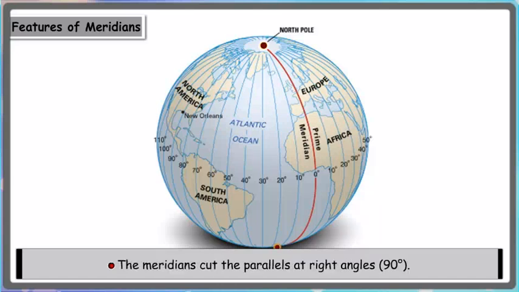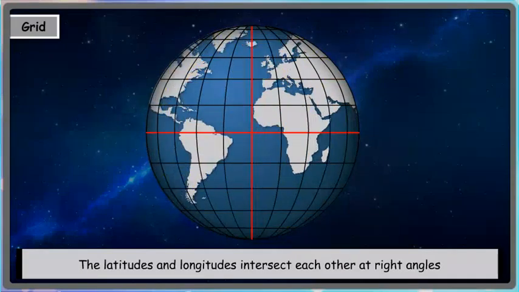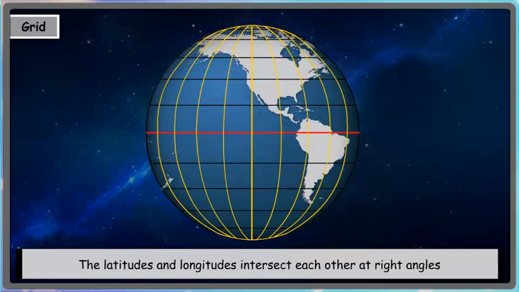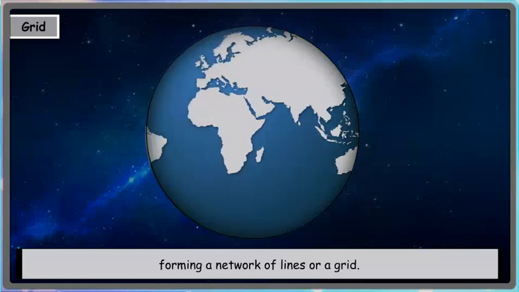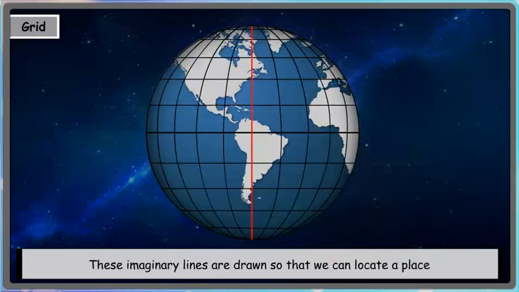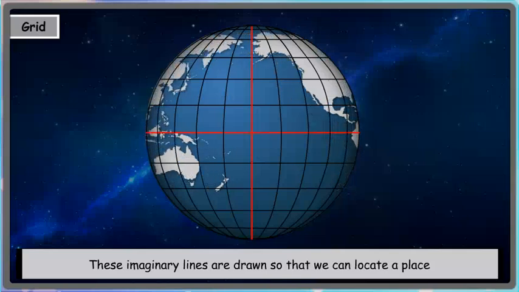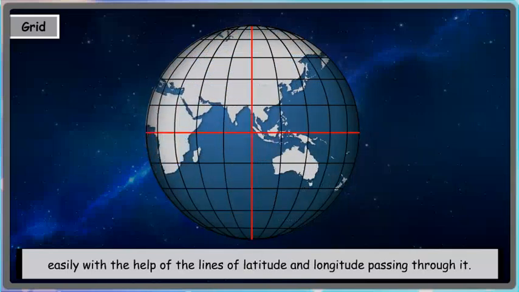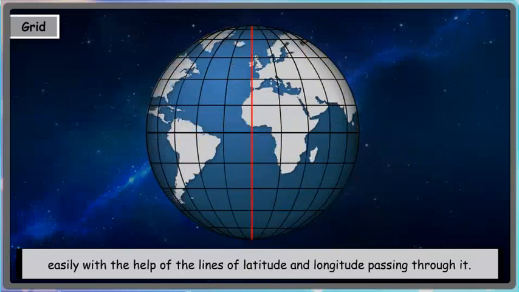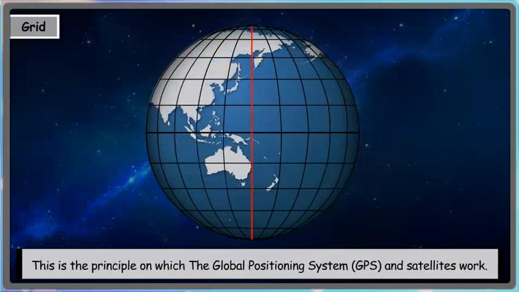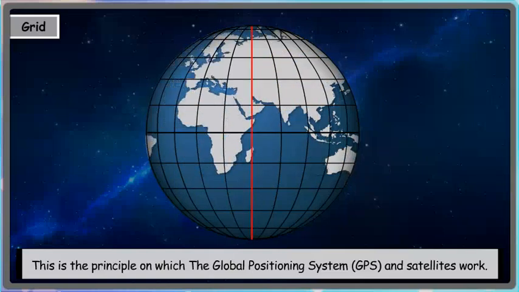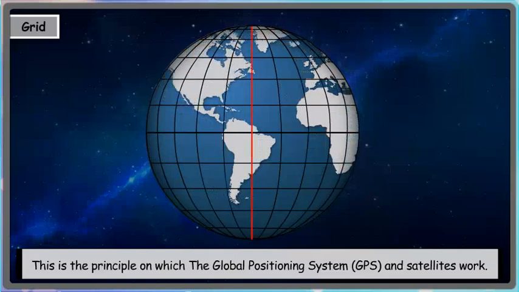The meridians cut the parallels at right angles, that is 90 degree. Grid. The latitudes and longitudes intersect each other at right angles, forming a network of lines or a grid. These imaginary lines are drawn so that we can locate a place easily with the help of the lines of latitude and longitude passing through it. This is the principle on which the Global Positioning System, that is GPS, and satellites work.